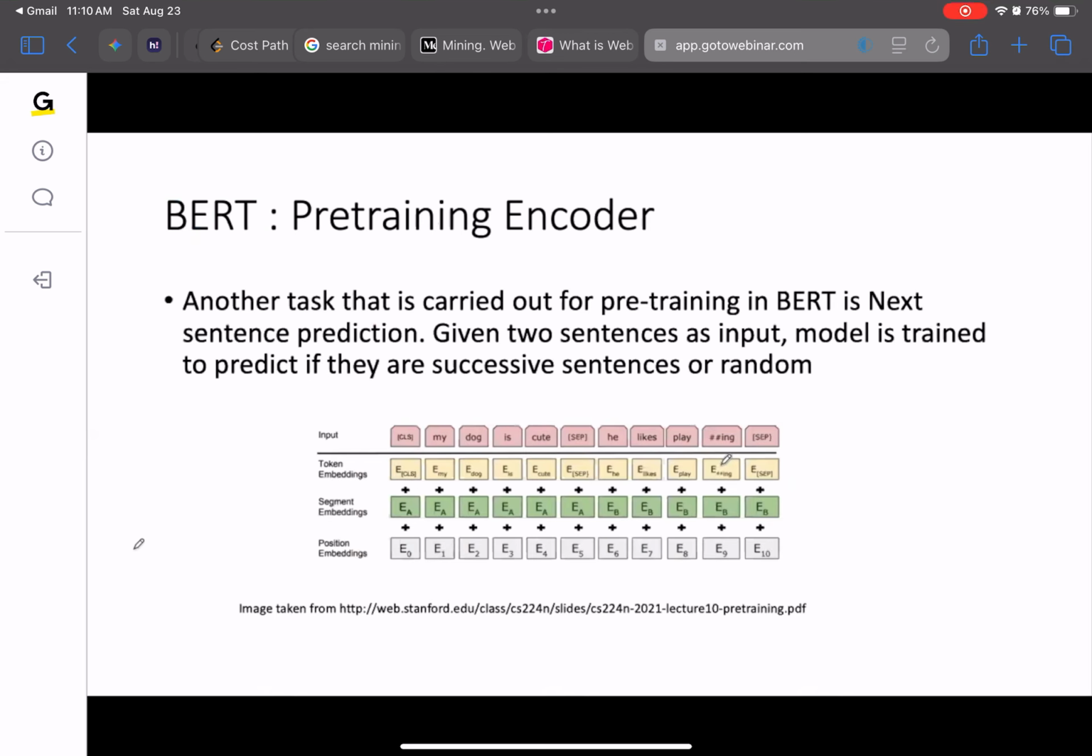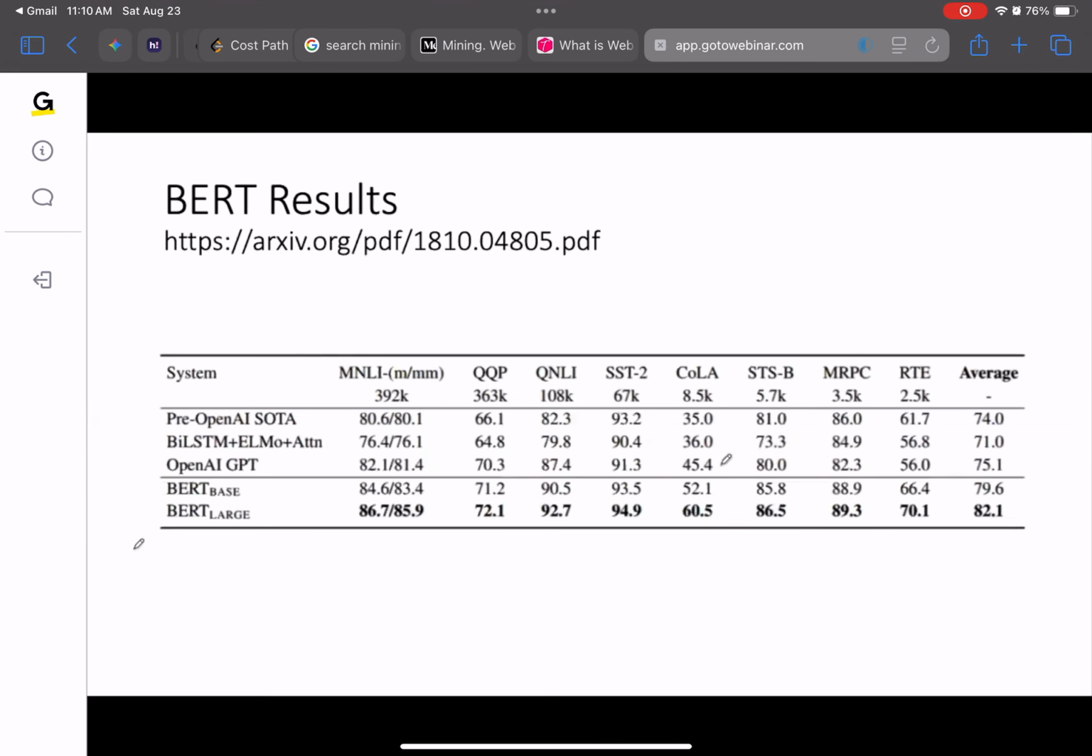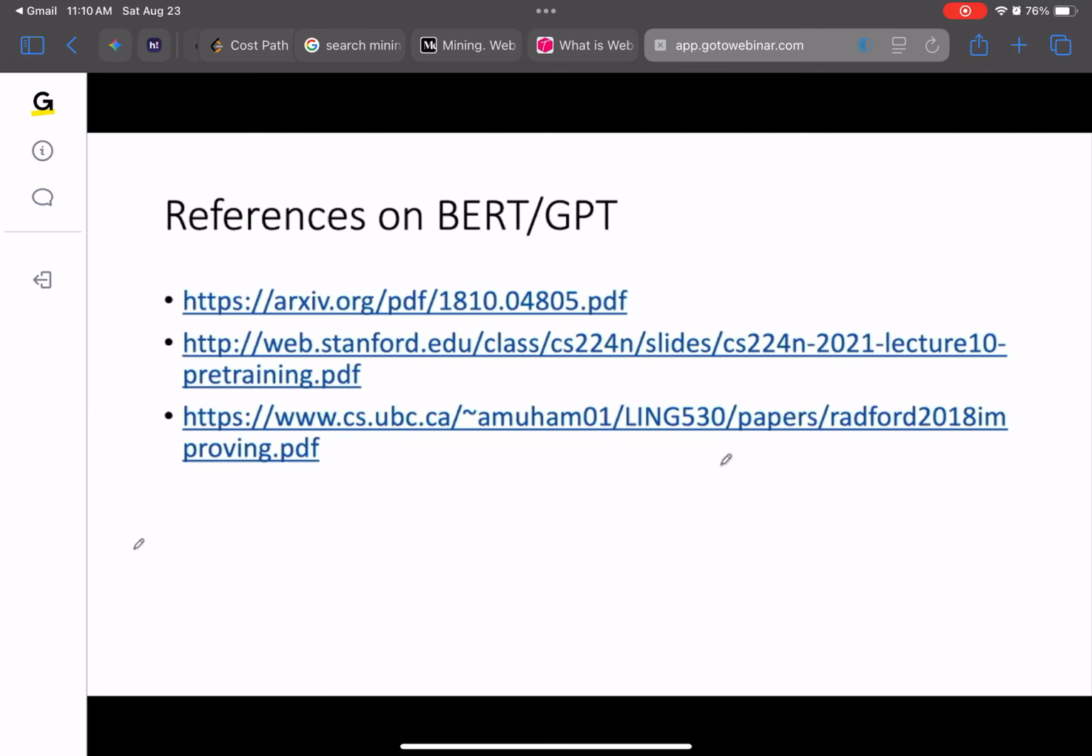Another task in which BERT is trained is next sentence prediction. Here, given two sentences, the model predicts whether the sentences are successive or randomly chosen from different places. Once again, when BERT was released, it showed state-of-the-art performance on all the GLUE tasks. So it beat the other models. Here are some references for BERT.